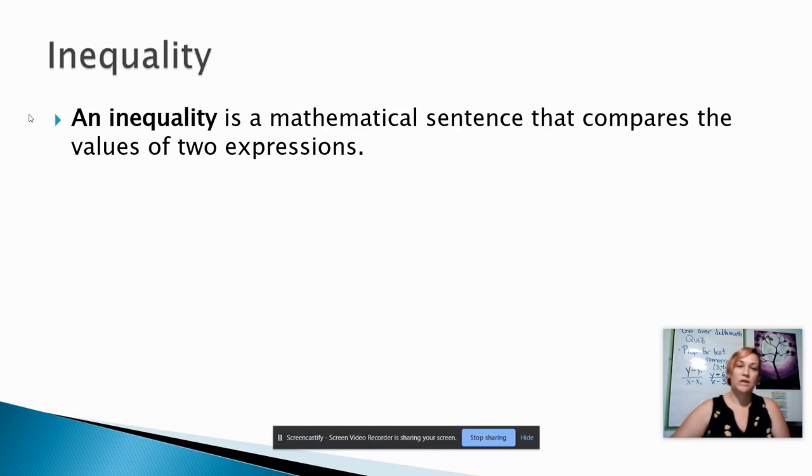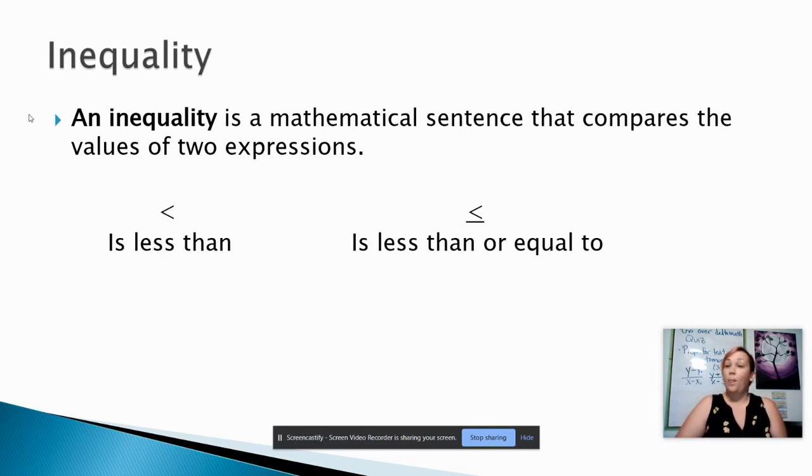So, an inequality is a mathematical sentence that compares the values of two expressions. Now, they're not going to be equal to each other, so don't be thinking like, oh, it's going to be like x equals 5, and then it's just the number 5. Instead, an inequality could be a less than symbol or a less than or equal to symbol. And so here are two examples of inequalities.